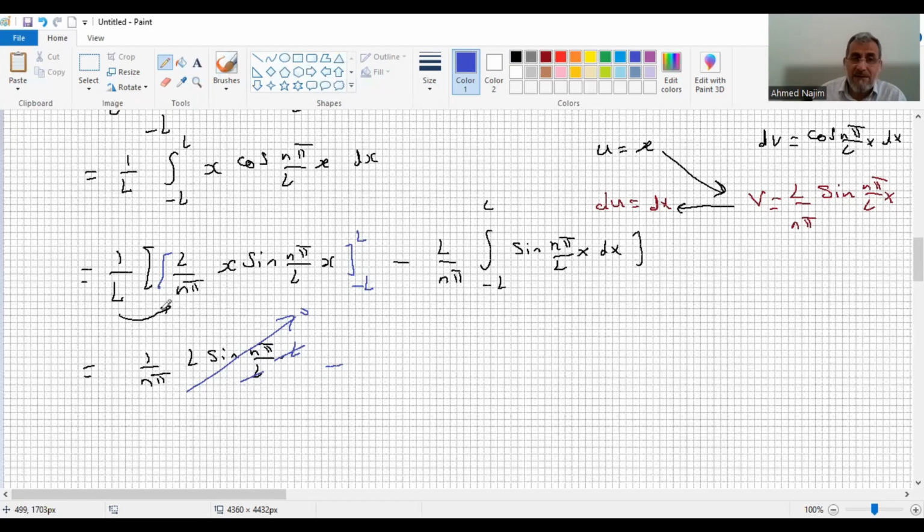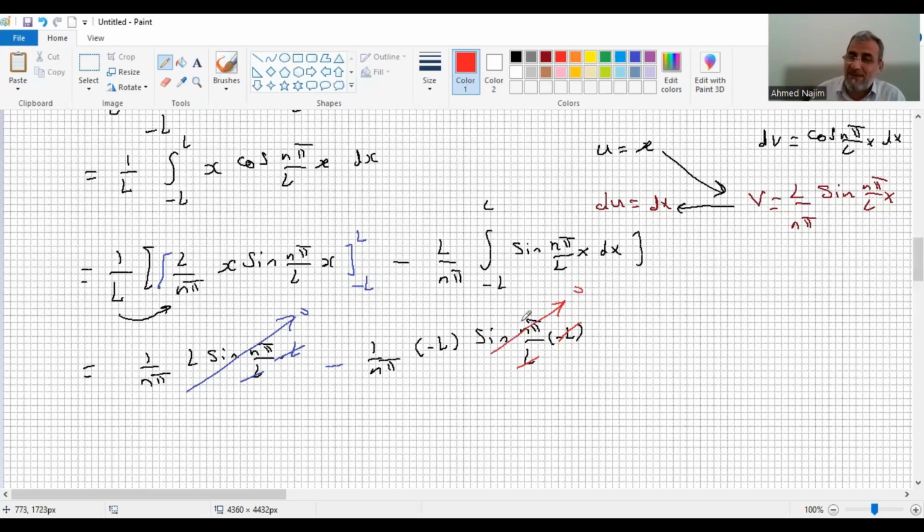So replace negative L. Again we have L over nπ, L over nπ times L will be 1 over nπ. Replace x by negative L, so this one is negative L, multiplied by sine(nπ/L x) with x negative L. Because sine is odd, negative out, and L with L cancel, sine negative nπ equals 0 for any n. So this one is 0.